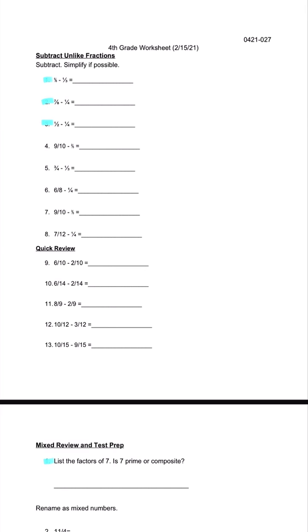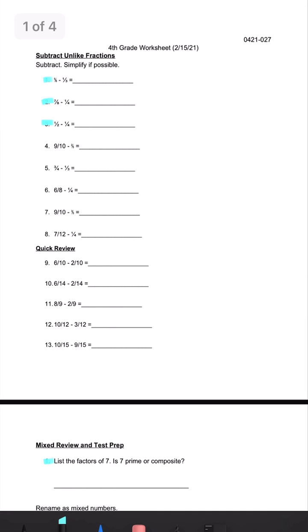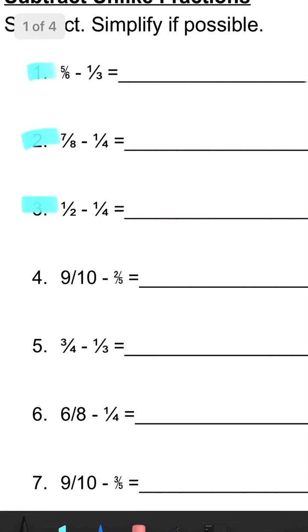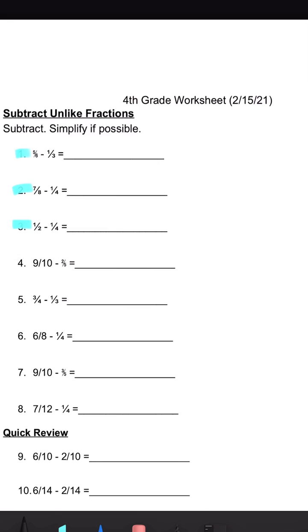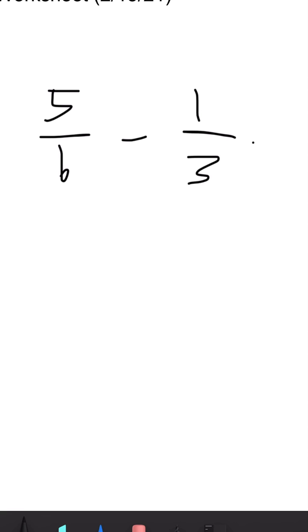We'll start with subtract unlike fractions. So let's take a look at number 1. It says 5/6 minus 1/3. So we'll write that over here. Right off the bat, we notice that this question is different because it does not have a common denominator. So we have to find one.